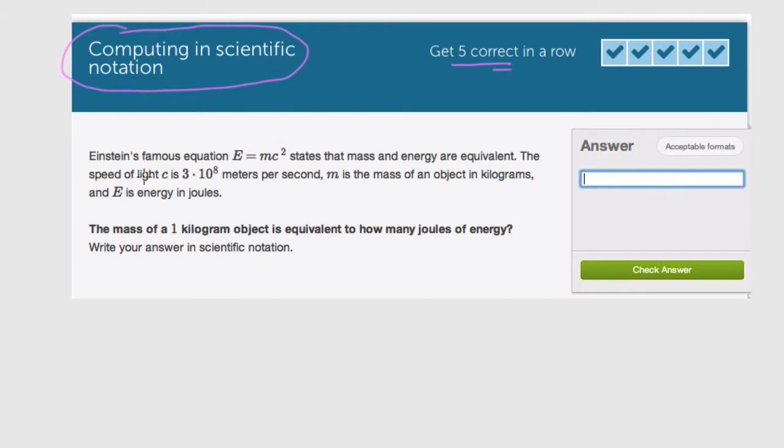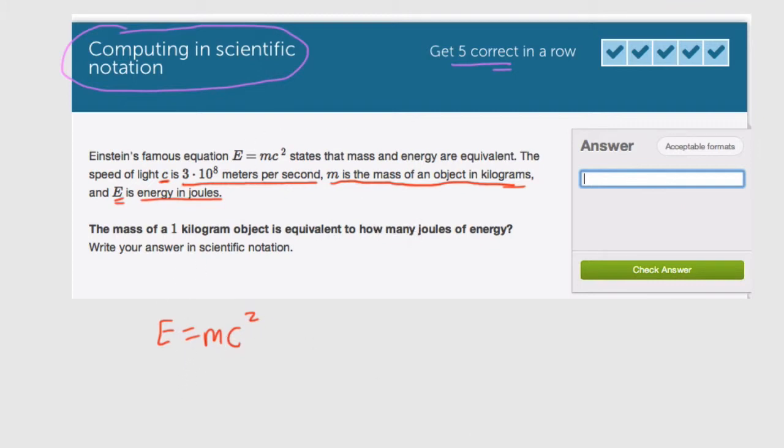Einstein's famous equation, E equals mc squared, states that mass and energy are equivalent. The speed of light, c, so they're telling you here that the variable c is for the speed of light, is 3 times 10 to the 8th meters per second. And here the mass of an object is in kilograms. E is the energy in joules. The mass of a 1 kilogram object is equivalent to how many joules of energy?